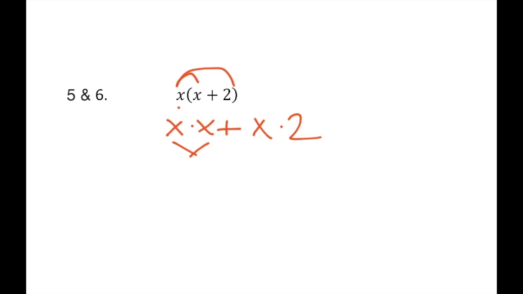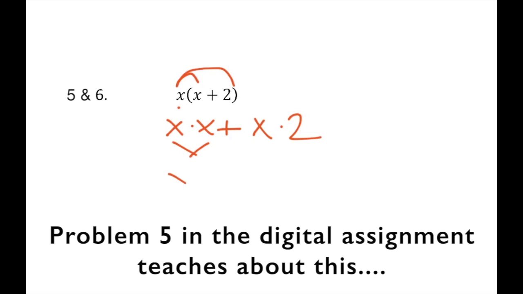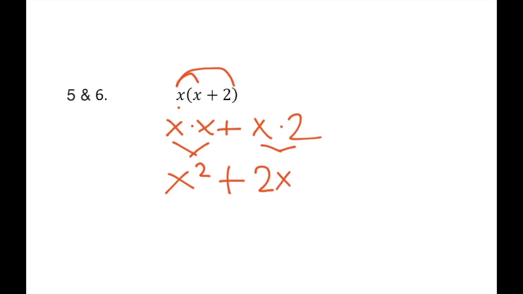x times x, thinking back to our exponent rules, if you read problem number 5, it told you that x times x is x squared. Plus, what is x times 2? It is, and I'm going to write my coefficient first because that's how we normally do it, 2x.